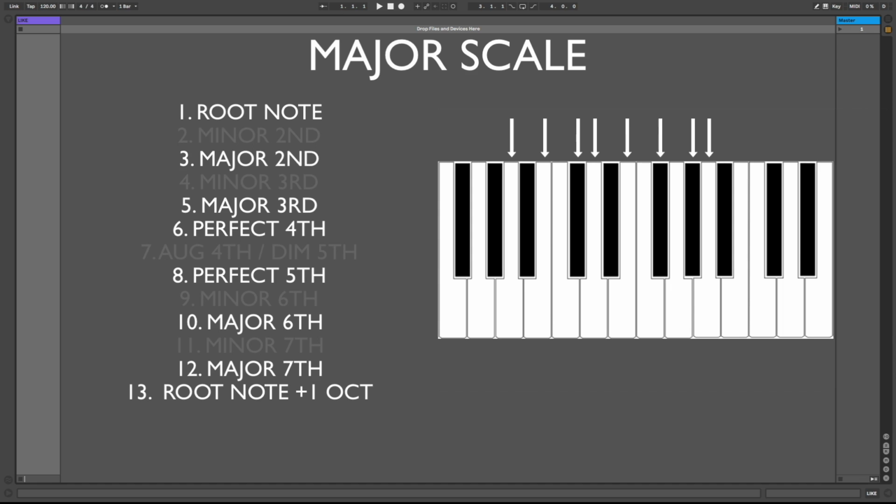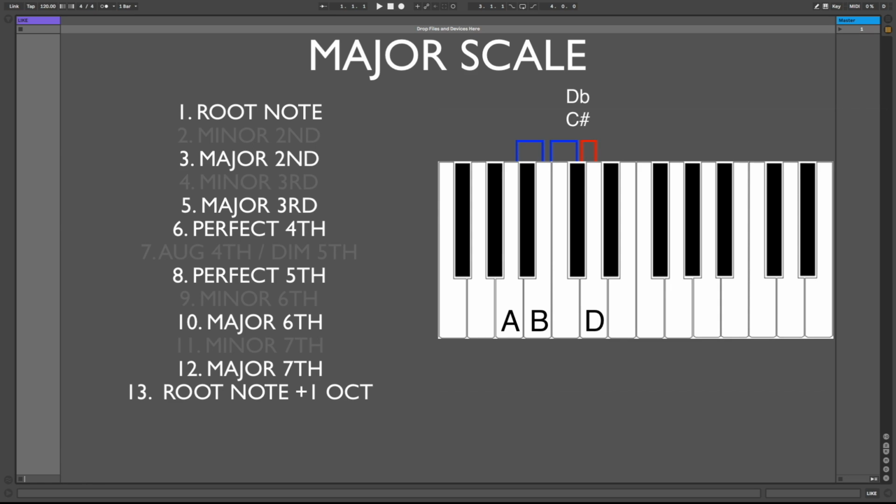Now, the reason why this is called a formula is because let's say we started playing this scale on the note A again. Well, the first note would be the A. The major second would be a whole step above the root note. This means 2 semitones or 2 keys. The major third would be a whole step above the major second. The perfect fourth would be a half step above the major third.